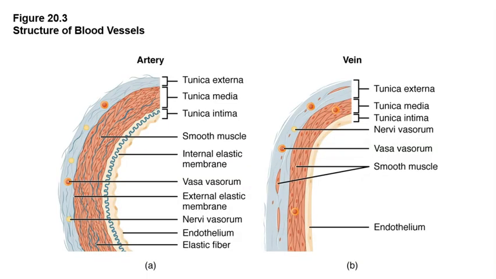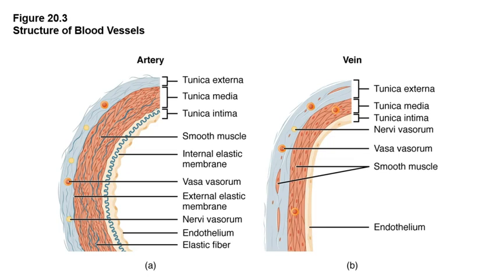Figure 23 shows the structures in the walls of the blood vessels with the arteries on the left, veins on the right. So for both vessels, we see that they consist of the same three layers or tunics. We have the tunica externa, the tunica media, and the tunica intima, and that's from external to internal.